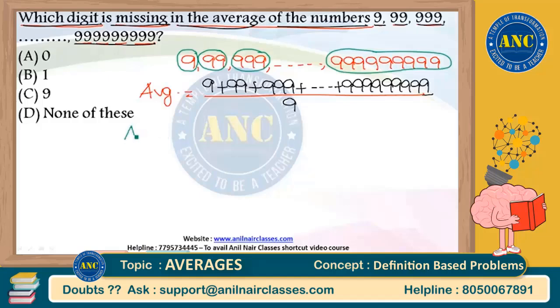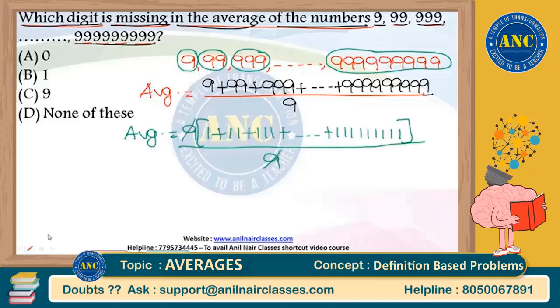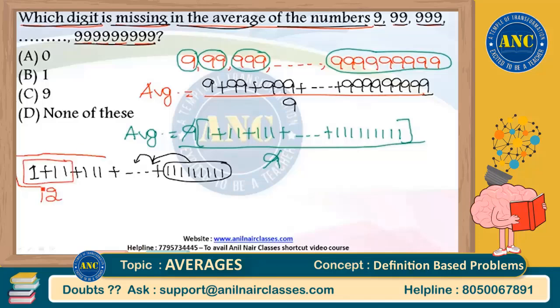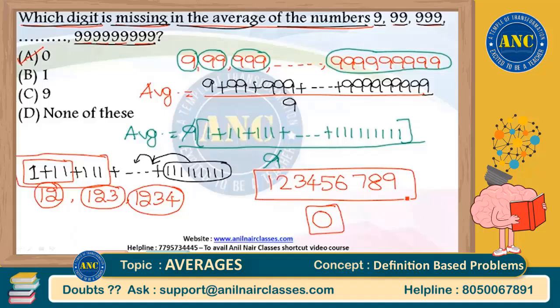Now, if I take 9 as a common factor in the numerator, it is 1 plus 11 plus, and so on. If you observe this pattern a little bit, the terms are 1, 11, 111, 1111. If I add the first two terms, 1 plus 11 is 12, which is nothing but 1, 2. The sum of the first 3 terms is 123. It is 1, 2, 3.